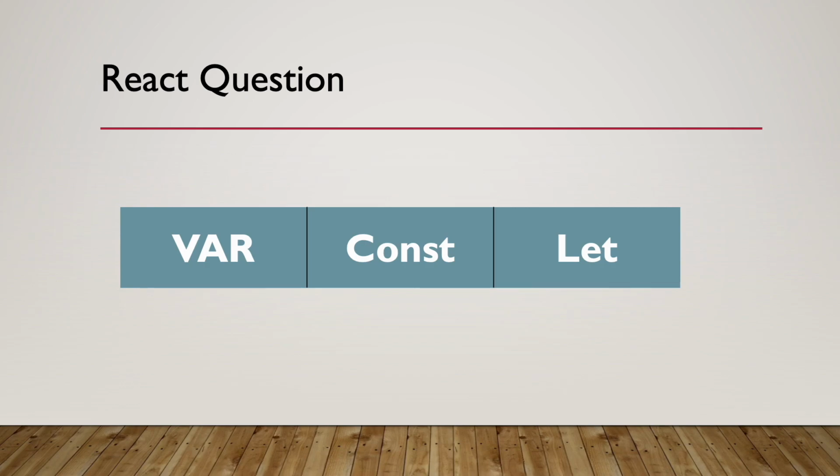Const. The scope of const is block scope, similar to let, limited to block statement or expression where it is declared. Hoisting of const. Like let, variables declared with const are hoisted but not initialized. Accessing the variables before declaration results in a reference error. Reassignment of const. It cannot be reassigned. It must be assigned a value when declared, and that value cannot be changed.